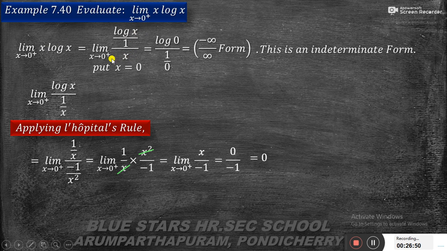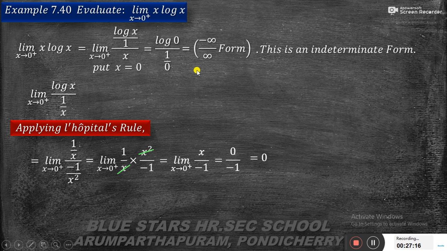Now I substitute the values. x tends to 0 plus means that it represents the right limit. So I substitute x equal to 0. So log 0, and 1 by 0 is infinity. Log 0 is minus infinity. Minus infinity means infinity. So our answer is infinity by infinity. So infinity by infinity is an indeterminate form. Indeterminate form means there is no direct answer.